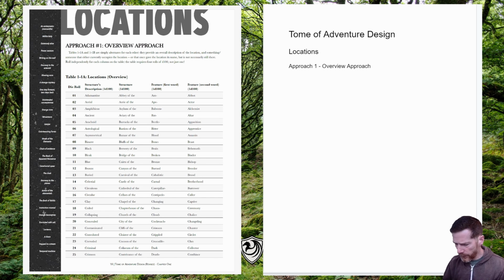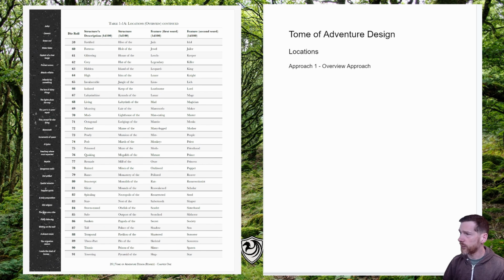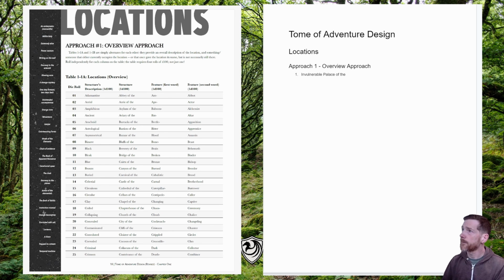So my first roll comes up with a 65. Let's see what we have for the first descriptor here. Invulnerable. All right, so location 1 is the Invulnerable. Second roll is 87. The Invulnerable Palace of the. Third roll is 11.